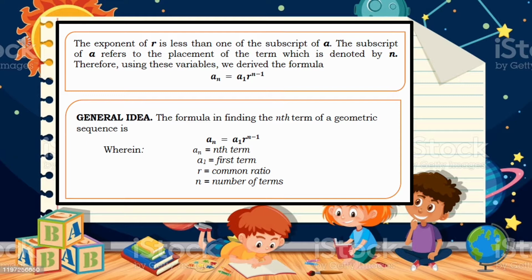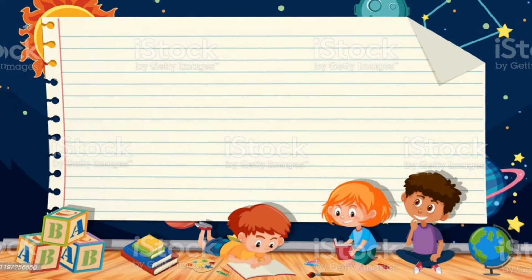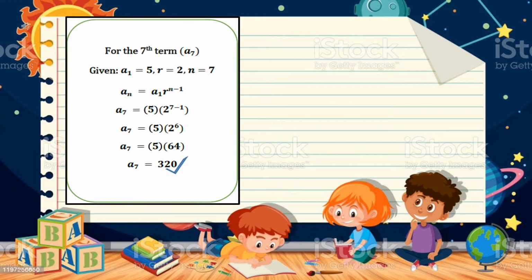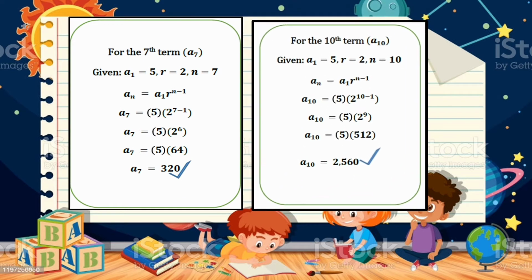The formula in finding the nth term of a geometric sequence is a sub n equals a sub 1 times r raised to n minus 1, wherein a sub n is the nth term, a sub 1 is the first term, r is the common ratio, and n is the number of terms. To learn more about how to find the nth term of the geometric sequence, we have here some examples.